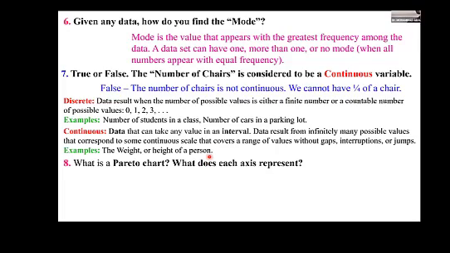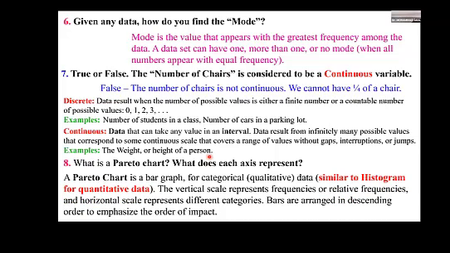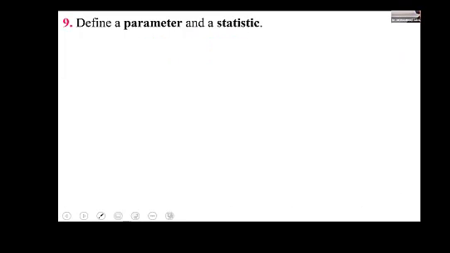What about the Pareto chart? What does each axis represent? A Pareto chart is a bar graph for categorical or qualitative data, similar to a histogram for quantitative data. The vertical scale represents frequencies or relative frequencies, and the horizontal scale represents different categories. Bars are arranged in descending order to emphasize the order of impact.